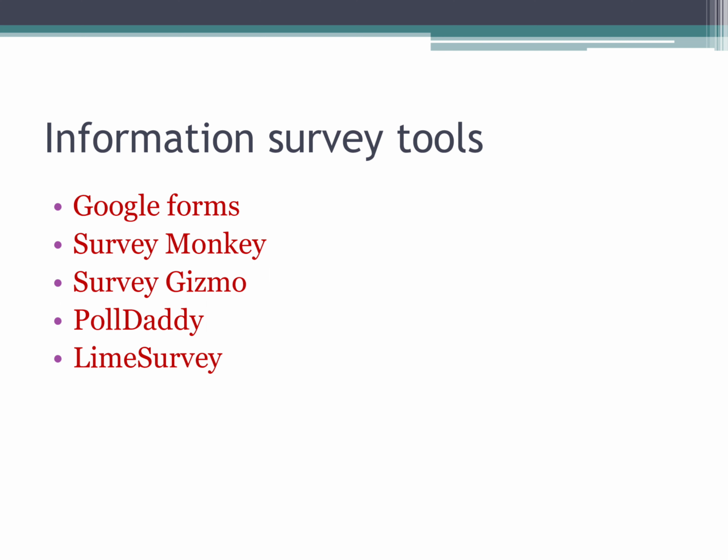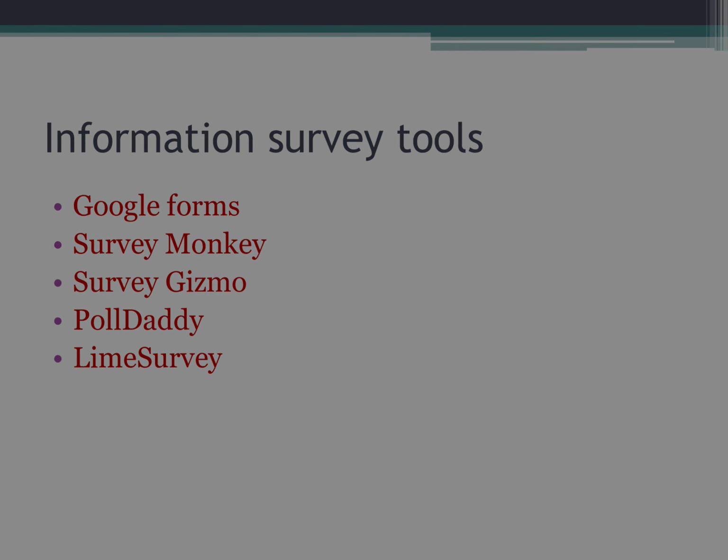Apart from these tools, we have a lot of information survey tools also, which help in surveying information, like Google Forms. Google Forms must be familiar to you, because that is one of the most popular and most used information survey tools, so that you can use it to get surveys from people. And other similar tools are Survey Monkey, Survey Gizmo, Poll Daddy, Lime Survey, etc. However, among these, Google Forms is the most popular and most useful information survey tool.